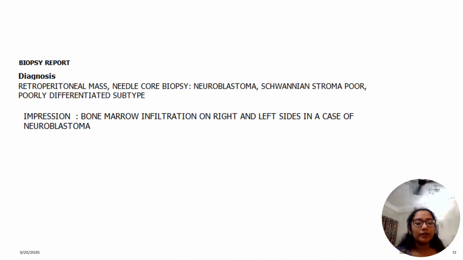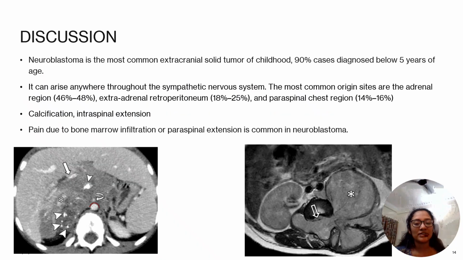So on biopsy, this retroperitoneal mass came out as a neuroblastoma, and it also showed bone marrow infiltration on the right and left sides, which can explain the pain that the patient presented with.